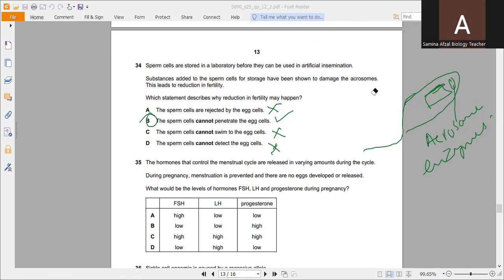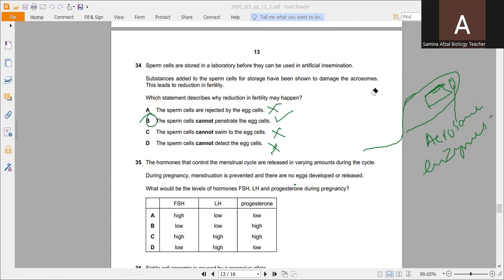The hormones that control the menstrual cycle are released in varying amounts during the cycle. During pregnancy, menstruation is prevented and no eggs are developed or released. What would be the levels of follicle stimulating hormone, luteinizing hormone, and progesterone during pregnancy?